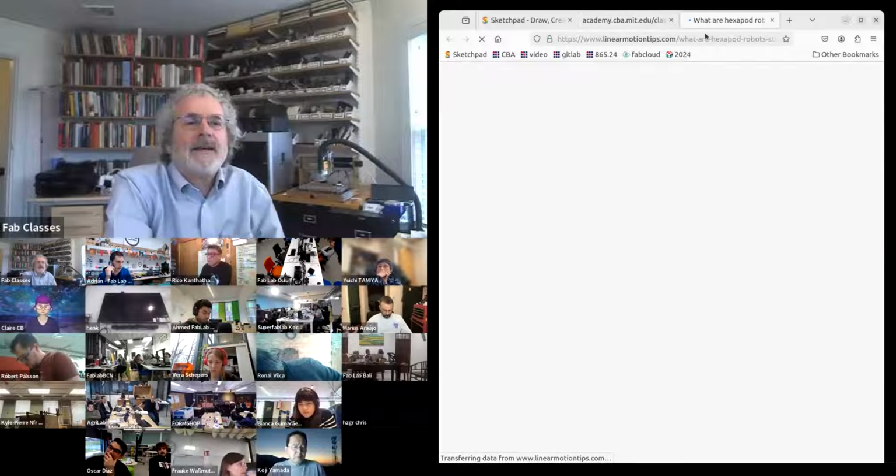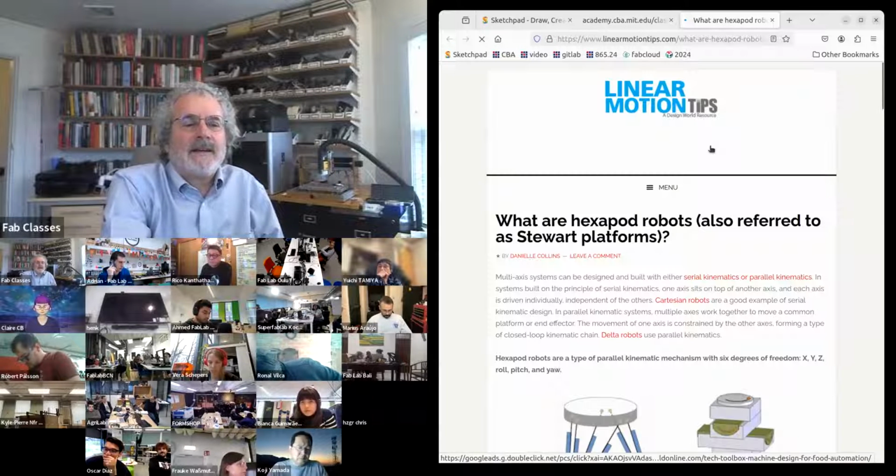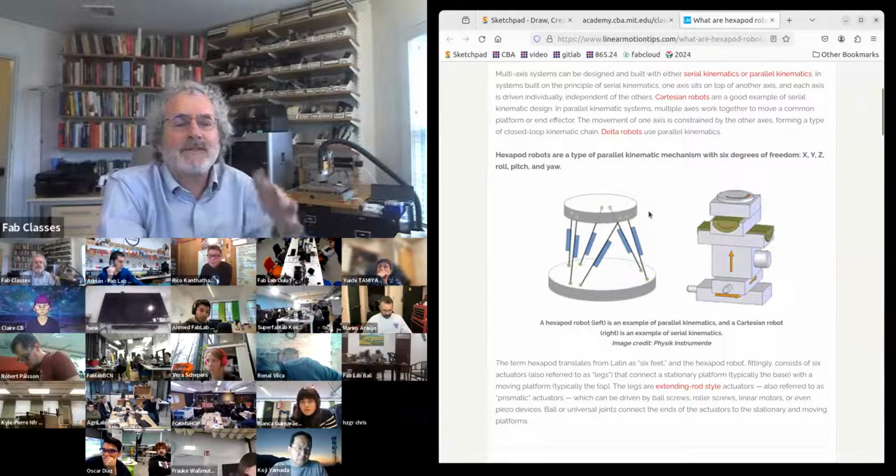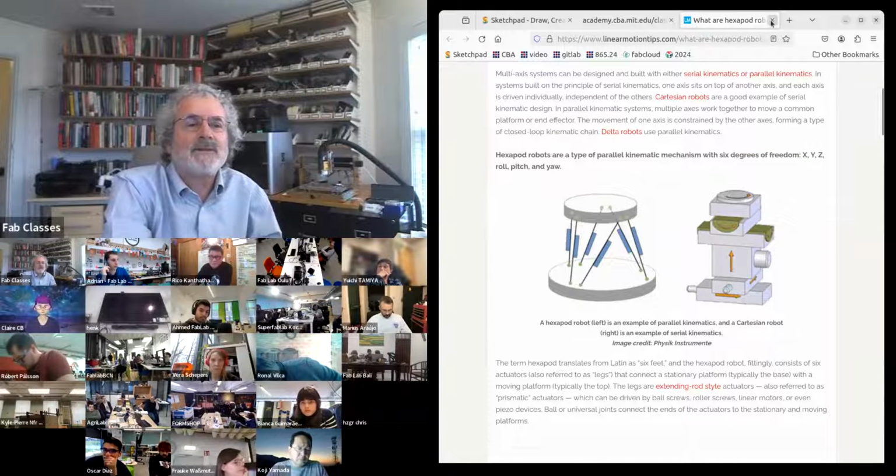Hexapod lets you make 5 or 6 axis motion just with linear drives.